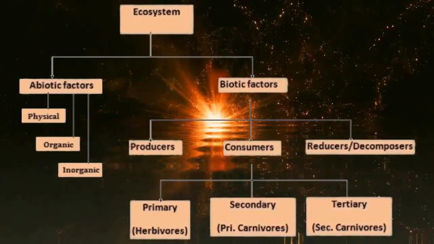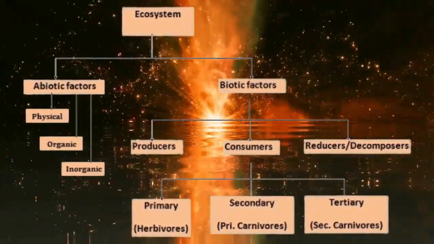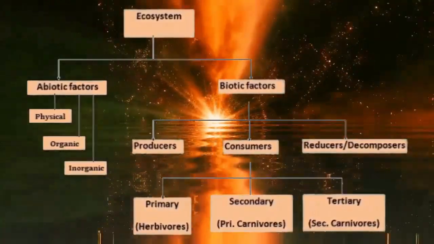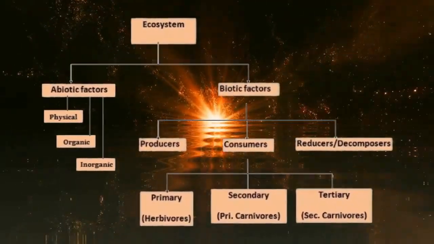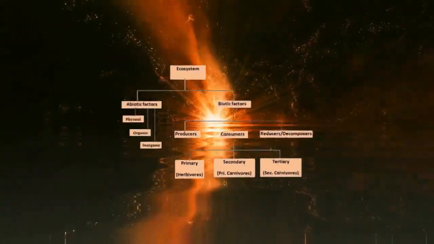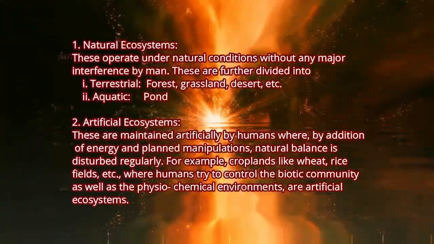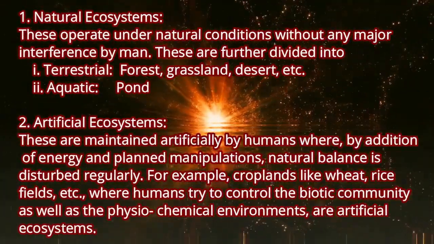Okay, dead and decaying organisms rather, right? They are microorganisms. Okay, right? So this was all about the biotic and abiotic factors, and this was all about the definition of ecosystem. Now ecosystems can be broadly divided into two parts. One is natural ecosystem, another is artificial ecosystem. See, this is on the basis of formation of ecosystem.